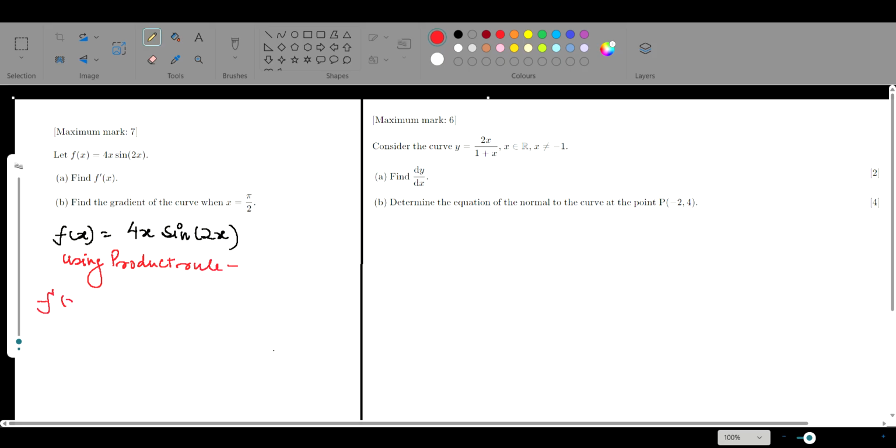so f dash x will be what? Let me differentiate the first function, it is 4. The second function will be sine 2x. Then I add it, the first function 4x, and the differentiation of sine 2x will be cos of 2x, and since the 2x needs to differentiate again because it's already composed in the cos function, I need to multiply the differentiation of 2x, which is 2.